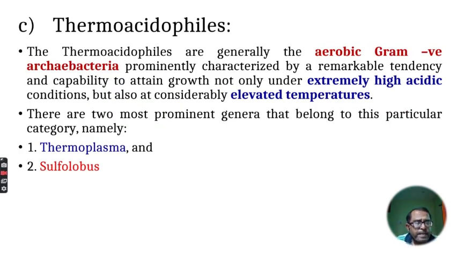Now, the third group of Archaebacteria are called thermoacidophiles. As the name suggests, they require acidic conditions for their growth. They require high temperature conditions for their growth.